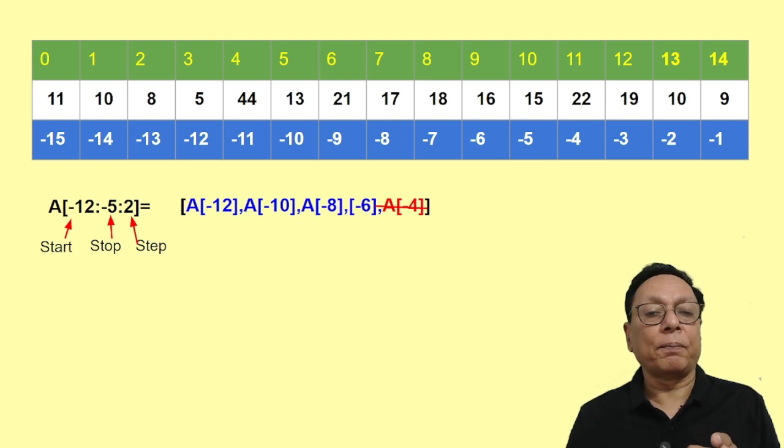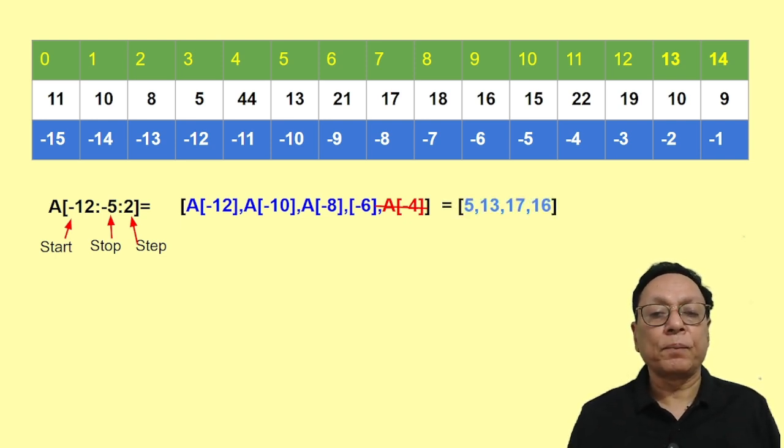So -5, or we have to move to -4. So -4 will not be included here. So the slice would be 5, 13, 17, and 16.